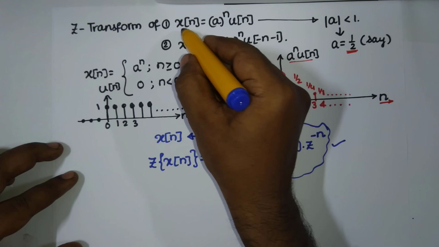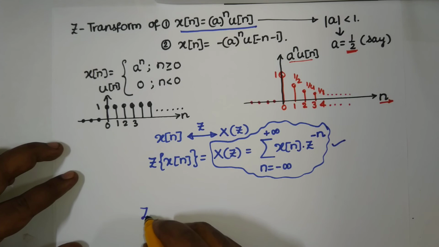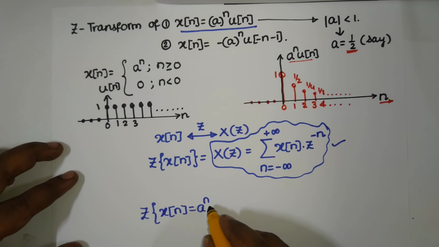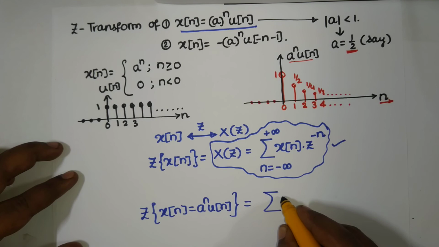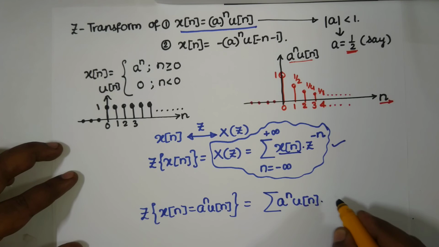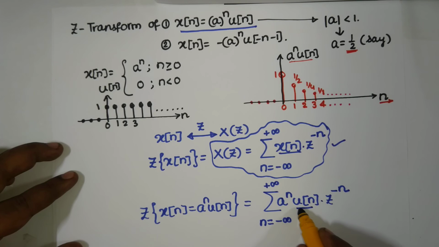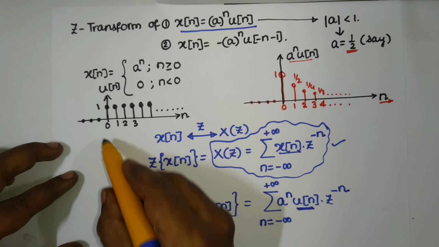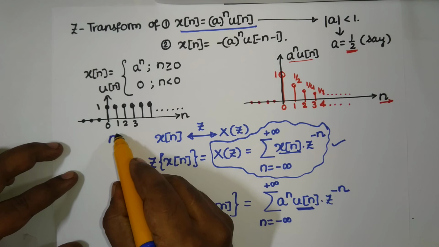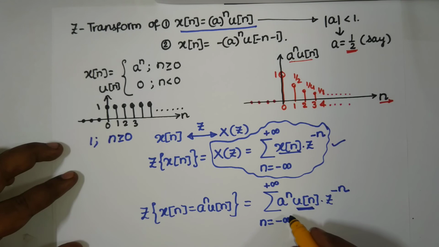Now let us try to use this in this form. That means the Z transformation of our actual x of n, that is A to the power n u of n, is the summation of A to the power n u of n times z to the power minus n, with n running from minus infinity to plus infinity. Now this step function will always restrict the limits. As the step function is defined with u of n equal to 1 for n greater than or equal to 0, we can restrict the lower limit to 0. So the limits become n equal to 0 to infinity.